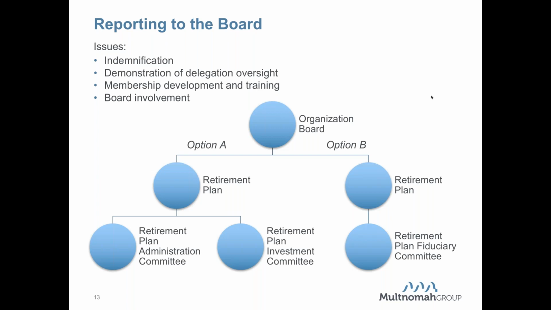Another is certainly the demonstration of delegation oversight. So it is best practice to develop a charter that defines the level of delegation from the board to a committee or group of committees. However, because the plan documents define the fiduciary as being the board entity, merely delegating and never reviewing the quality of the delegation would certainly seem to create an opportunity for an enterprising plaintiff to claim a lack of oversight.